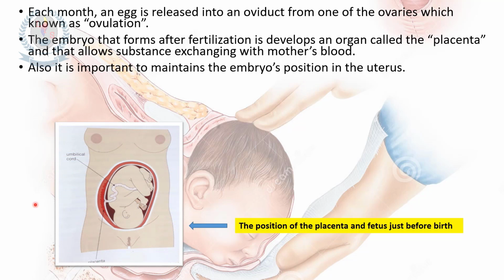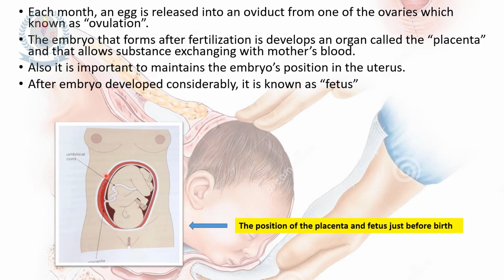Here, if I show you the placenta, this one is the placenta, and that placenta allows substance exchange with the mother's blood. Also, it is important to maintain the embryo's position in the uterus. After the embryo develops considerably, it is known as a fetus. When it develops further, we no longer name it an embryo; again, we give it the name fetus.